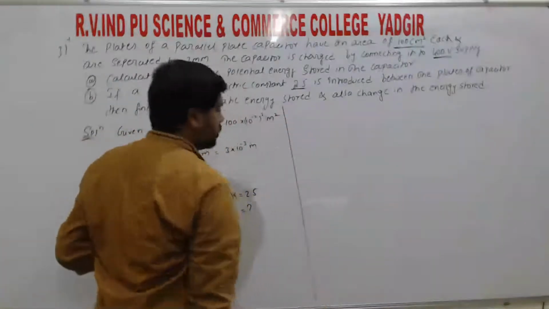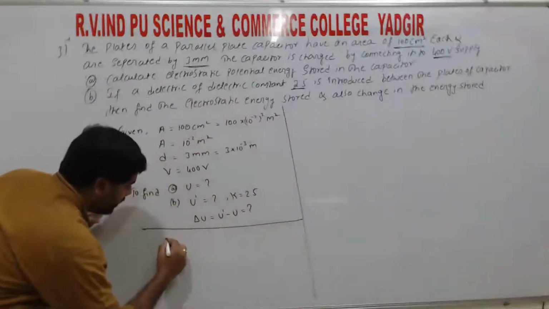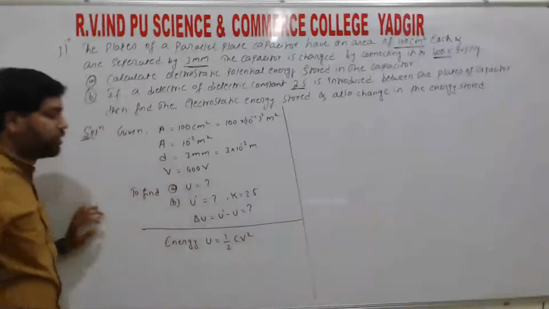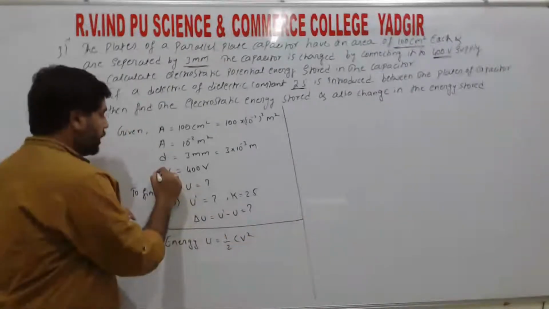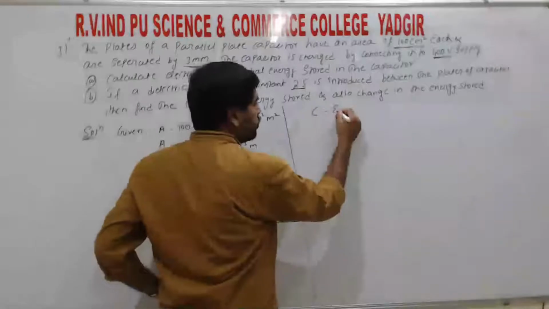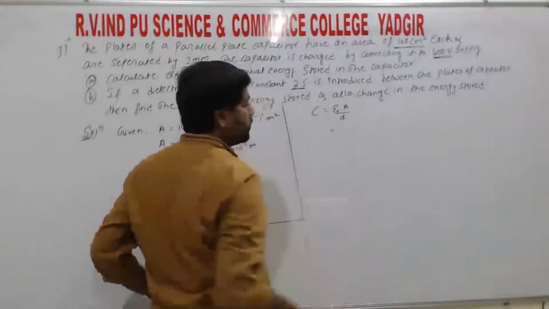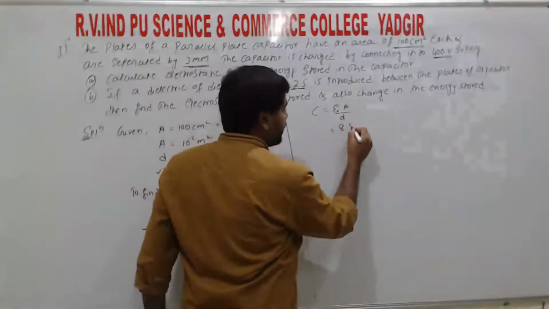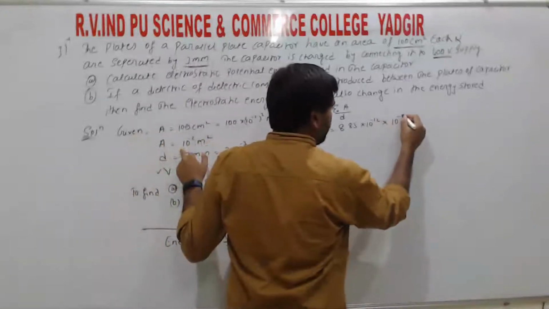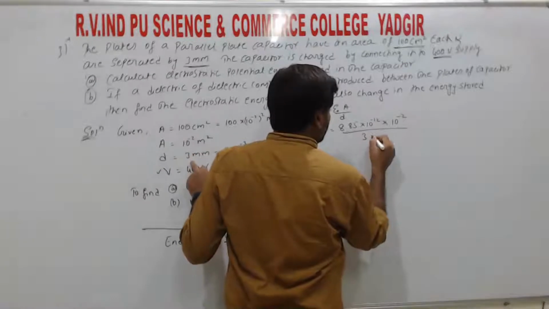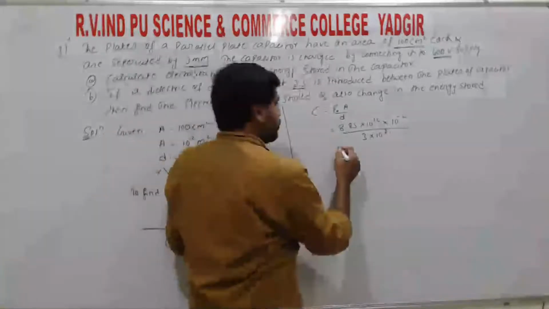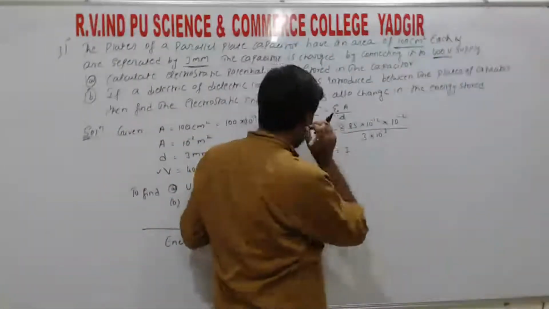So we know the relation for the energy, right? Energy U is equal to half C V square. We know V here, but we don't know C. So first we need to find C, again by using the formula C is equal to epsilon naught A divided by d. Epsilon naught is a constant, 8.85 into 10 to the power of minus 12, into area 10 to the power of minus 2, divided by the separation 3 into 10 to the power of minus 3.